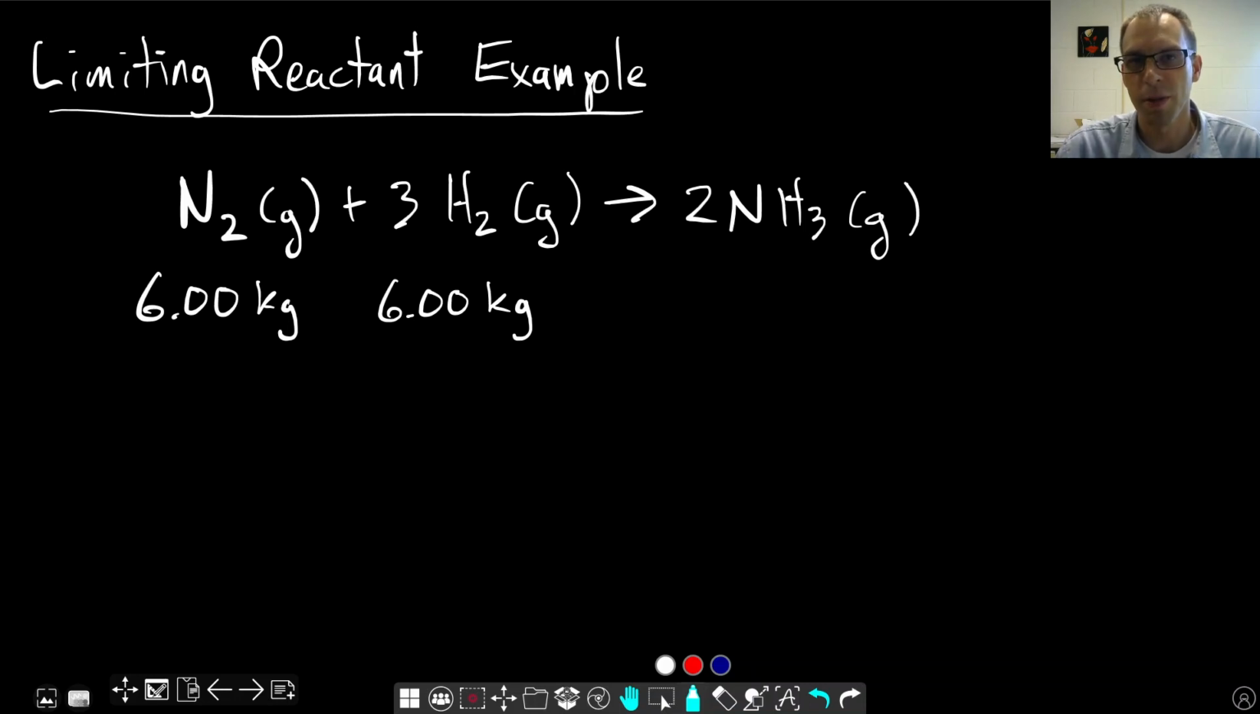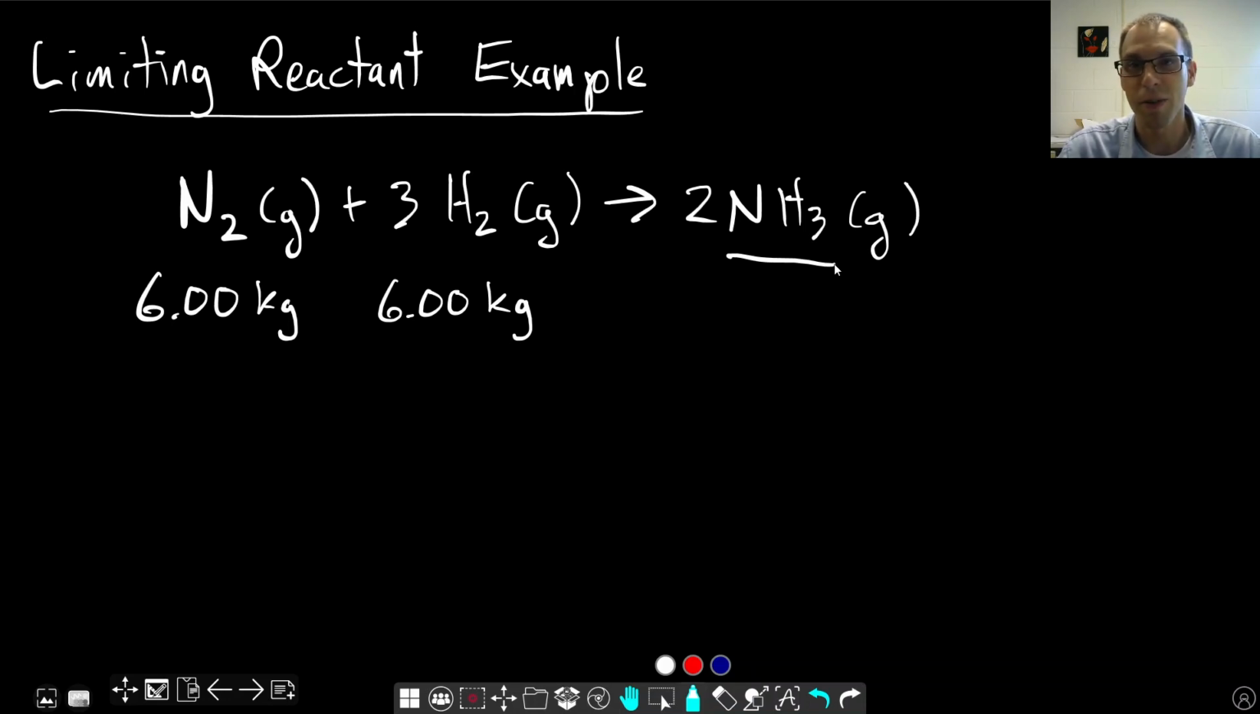So here's an example of a limiting reactant problem that you might encounter. Let's say we're looking at the industrial production of ammonia, which is NH3, this molecule right here. This is a really important industrial molecule because it is used to make fertilizer, and without the production of ammonia, we couldn't produce enough fertilizer to feed all the people that are alive on the Earth.